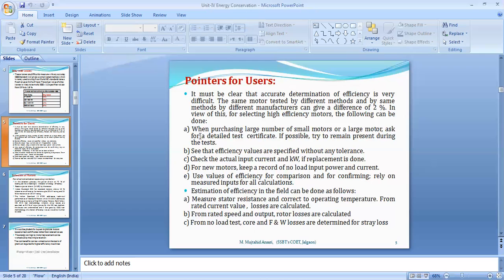When we are going to purchase a large number of motors, small or large, ask for the detailed test certificate. If possible, try to remain present during the test. Suppose you are going to purchase 100 motors; that order is very high, so you can ask for the detailed test certificate of the motor. What is the no load current? What are the stray losses, full load losses, losses at 50%, 85%, 25%, and at 125%, or say 110% overloading?